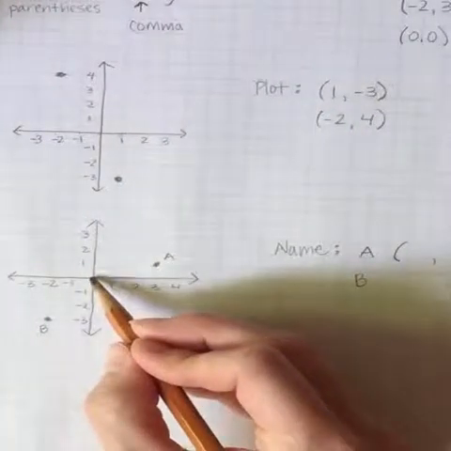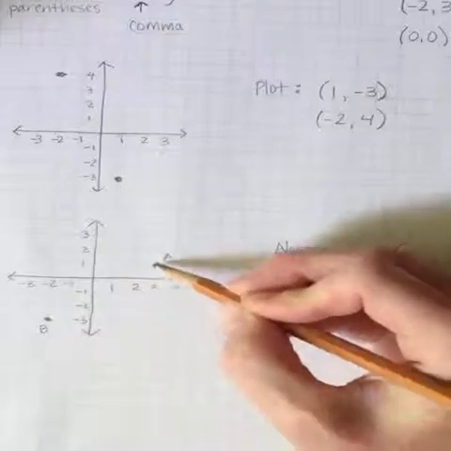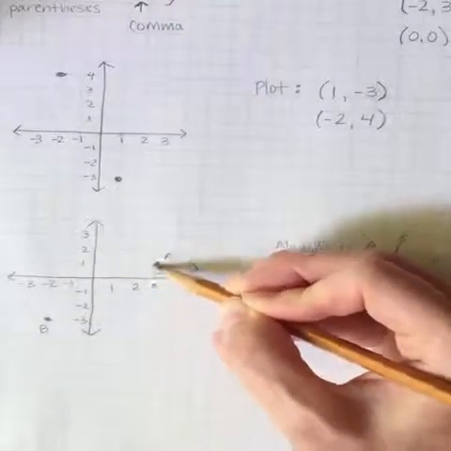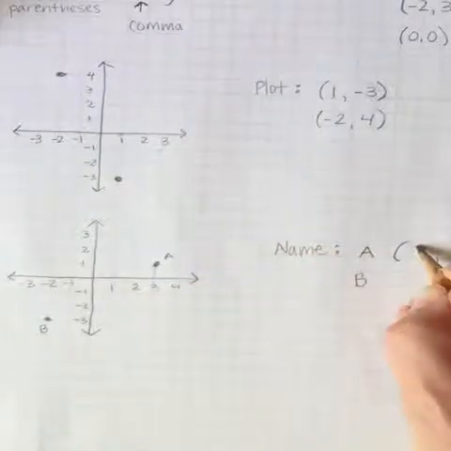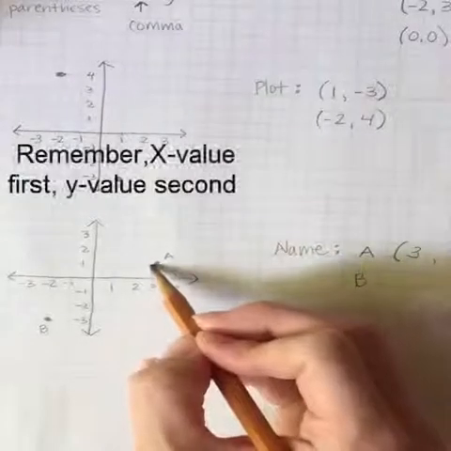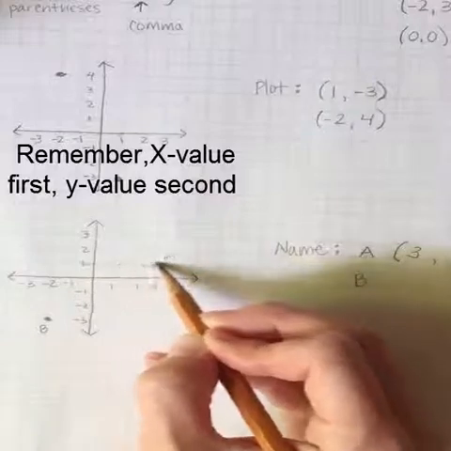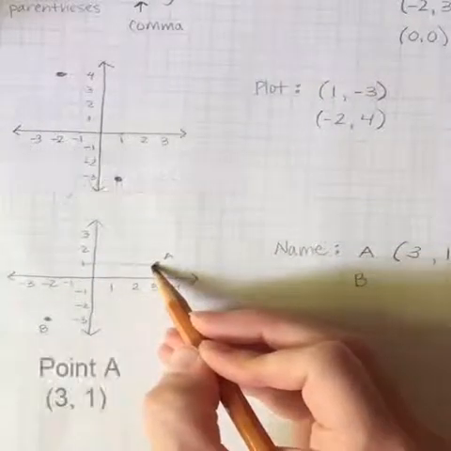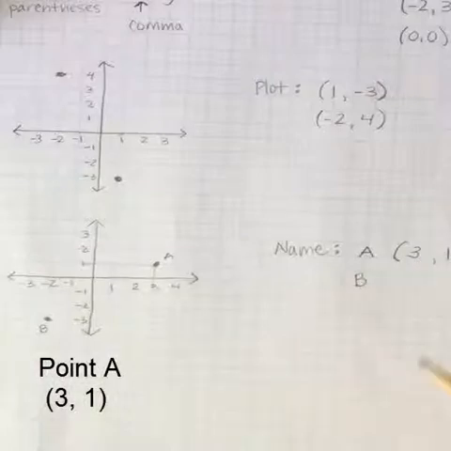My x, if I look at where A is, point A is on the x-axis, it intersects with the 3. So my x value is 3. And my y value, if I just follow the line over, is 1. So point A is at the point 3, 1.